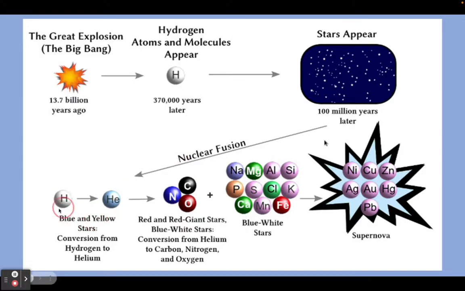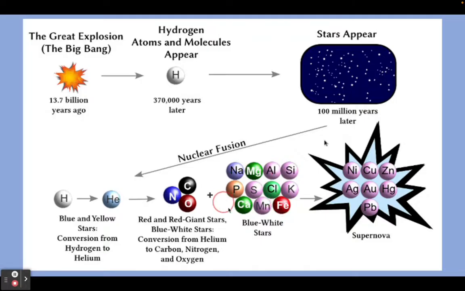So in blue and yellow stars, this is where hydrogen, helium come together. So hydrogen is going to form helium. So you're going to be making heavier elements. In your red and red giant stars and blue white stars, you get a conversion of helium into these three larger atoms: nitrogen, carbon, oxygen.